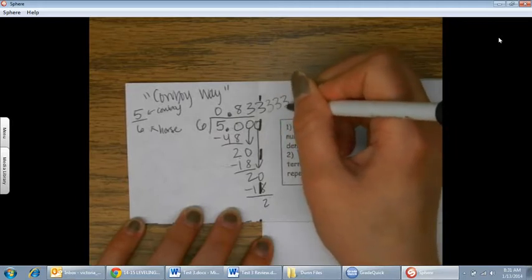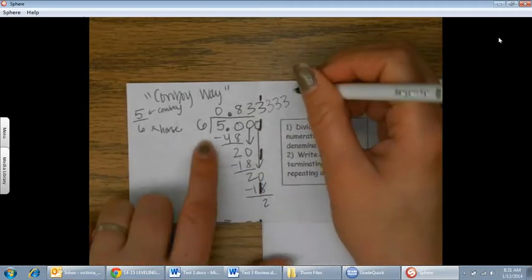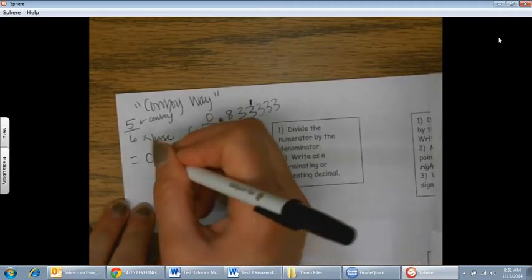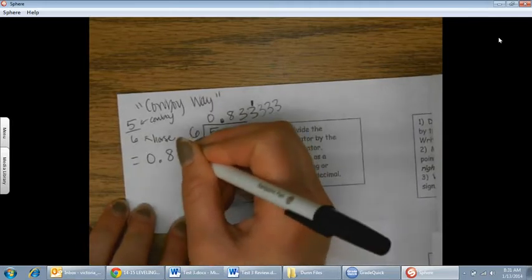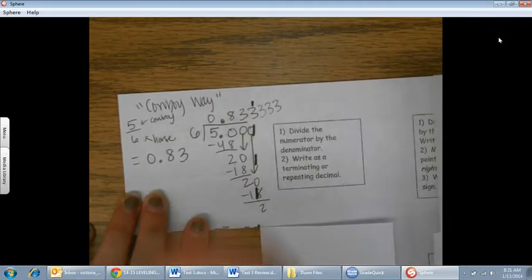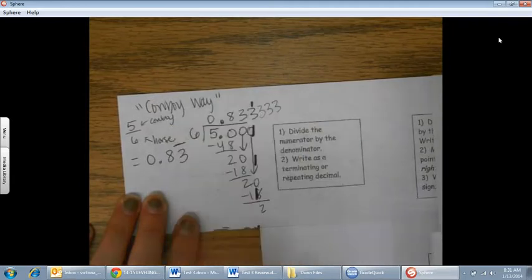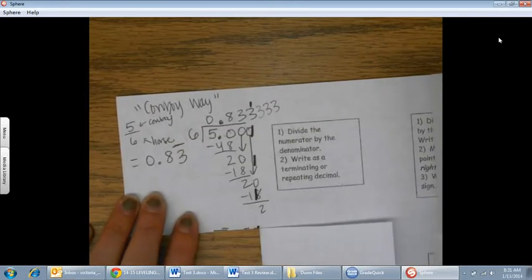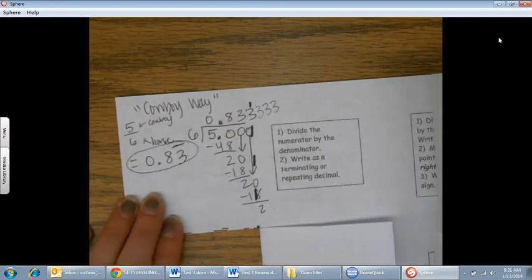So the way we write this repeating decimal, we would write that as 0.83, and we put a bar only over the 3 because this bar shows us what digit's repeating. So that's how you will get a repeating decimal.